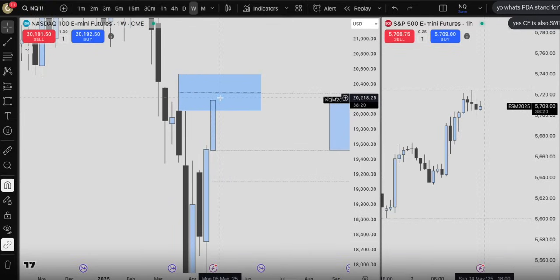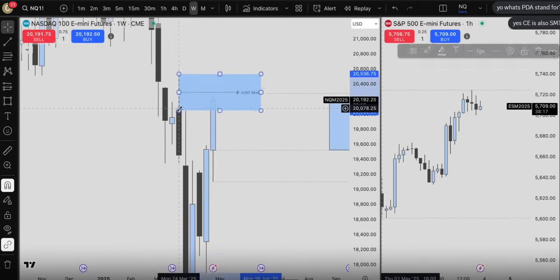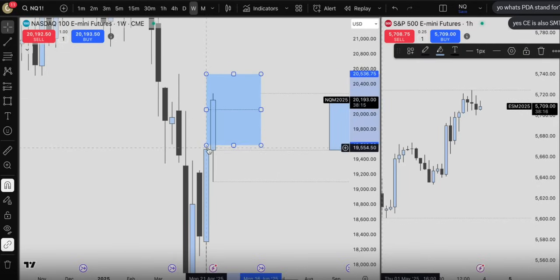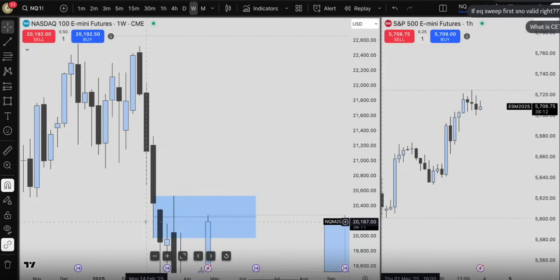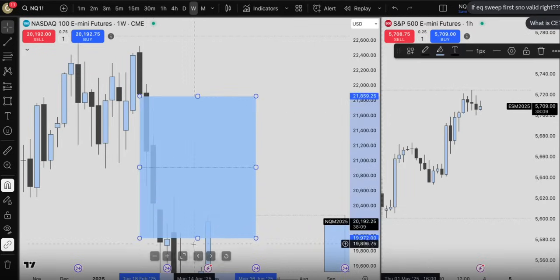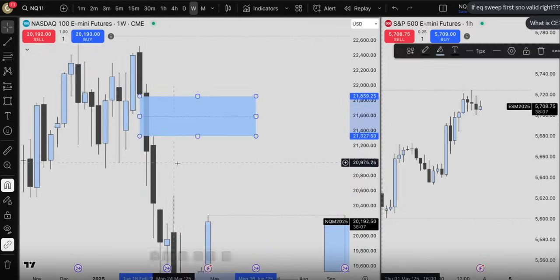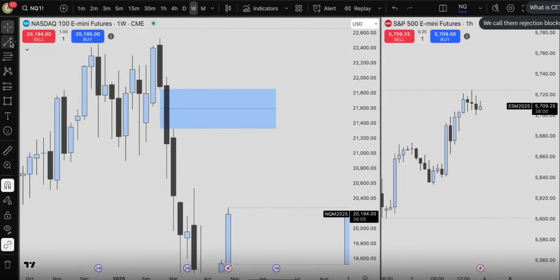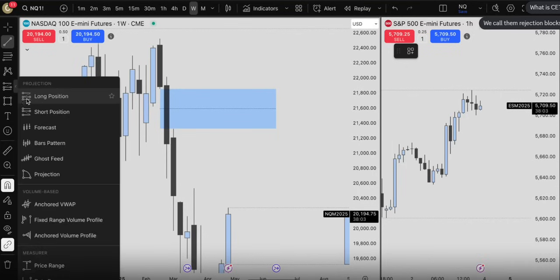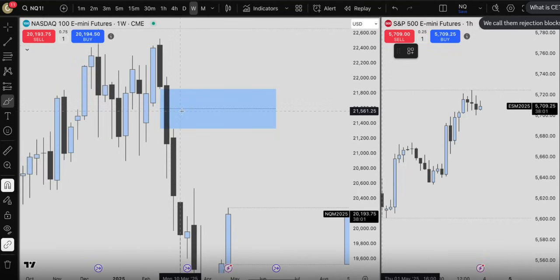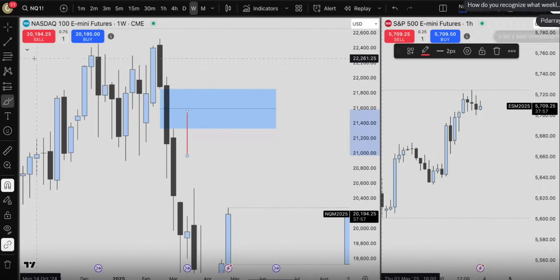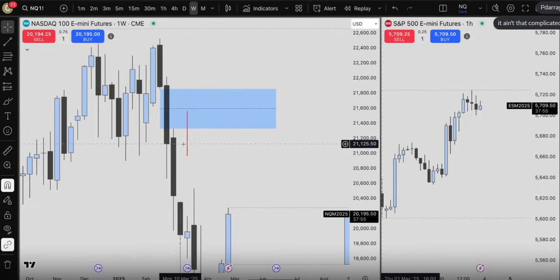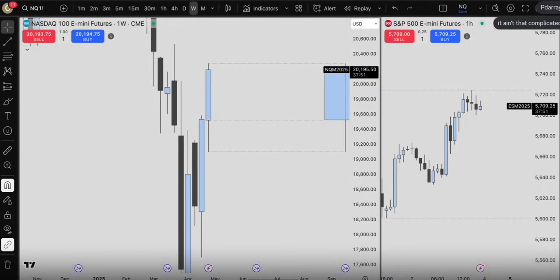So the CE of a wick is very powerful, just like a bullish fair value gap is respected if the CE of that fair value gap is respected. So right here, we never retested this, but if we did and we tapped into the CE and had a hard rejection, I would be very confident in this trade because we respected the CE of that fair value gap. So the CE is just the midpoint of a PD array or a large wick.